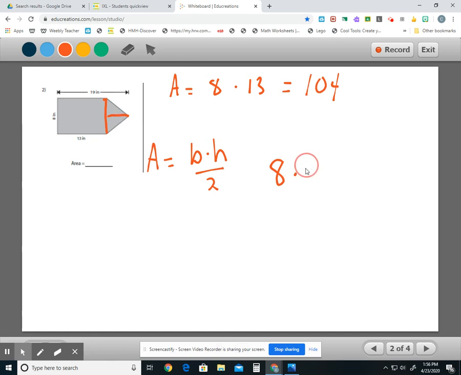So it's 8 times 6, and don't forget the most important part, we got to divide that by 2, okay? So I'm going to multiply this out and try to figure out what the end result is, right? So I'm going to do 8 times 6, and I get 48. I get the 48, and I have to divide that by 2, and that's going to give me 24.